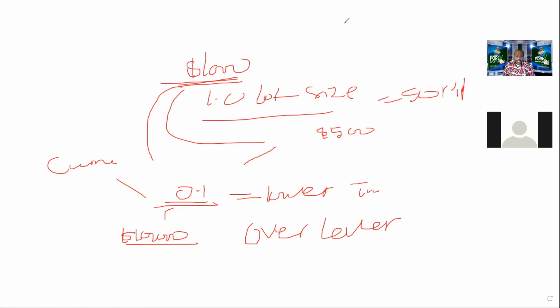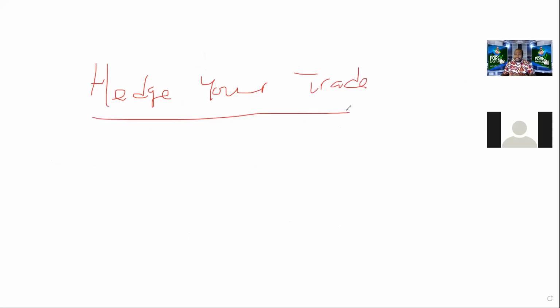So what we are discussing today is how to turn every losing trade to a winning one. That is how to hedge your trade. So hedging simply means that you are opening a reverse position to the initial position that you already have opened.